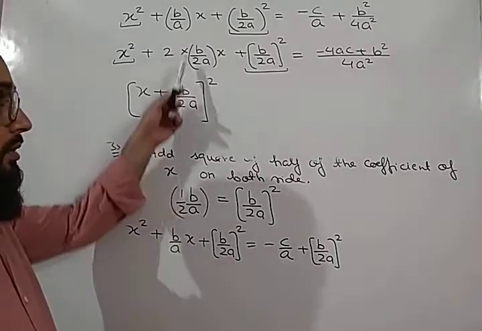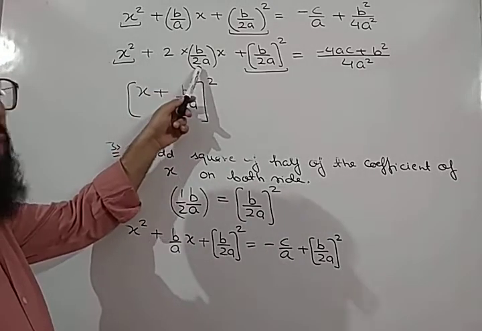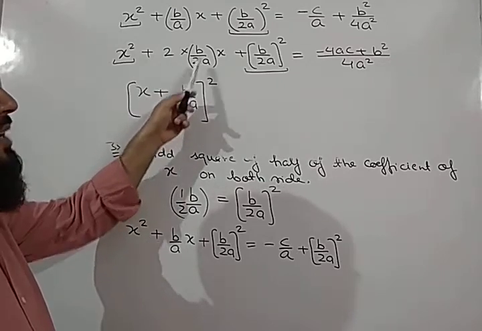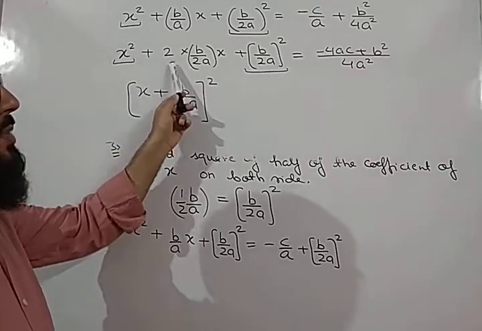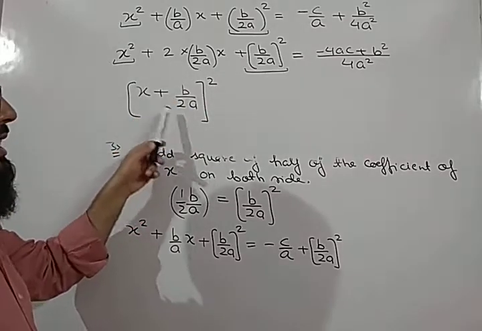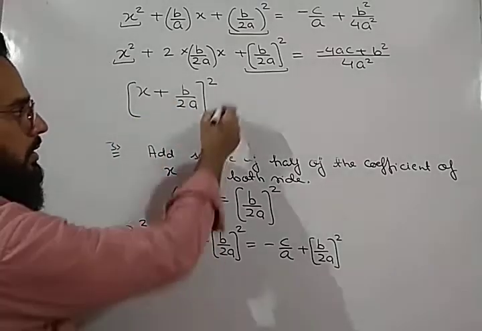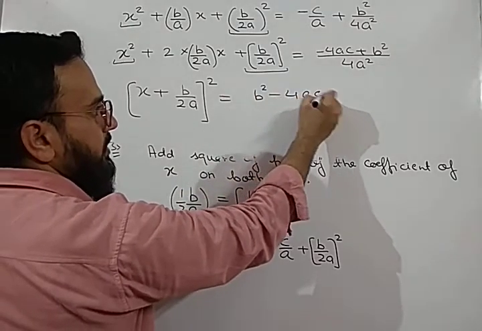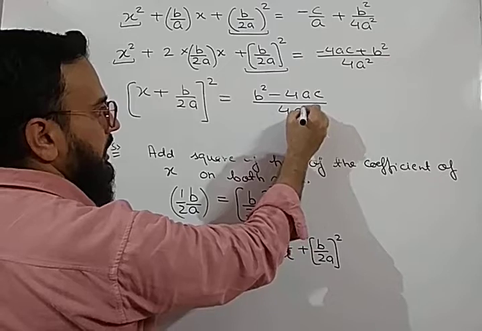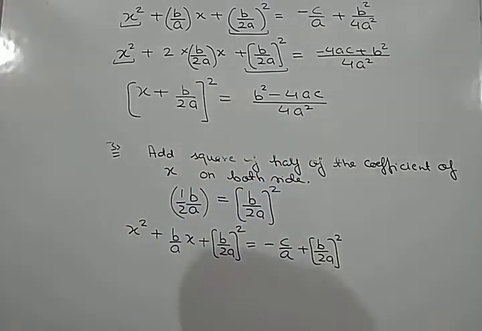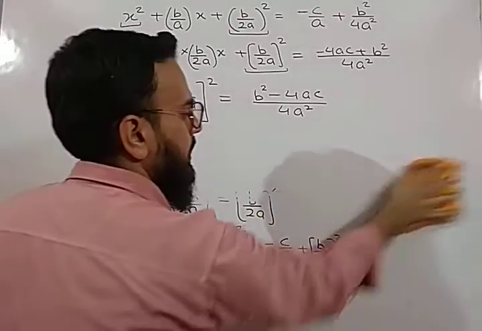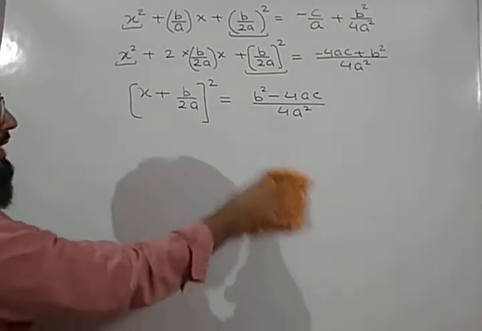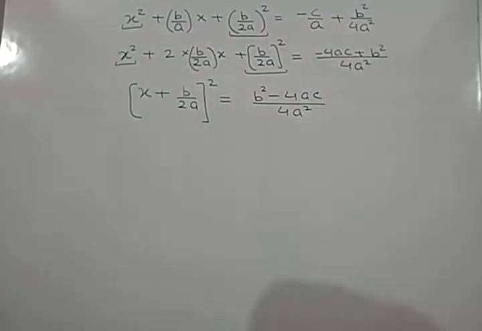Understood? We have multiplied this term by 2 and divided by 2, so it formed 2ab. This is a square plus b square plus 2ab, which can be written as a plus b whole square. It is equal to b square minus 4ac upon 4a square. Clear? Now the perfect square is formed. The method is to make the perfect square, so we have converted it into a perfect square. This is our perfect square.